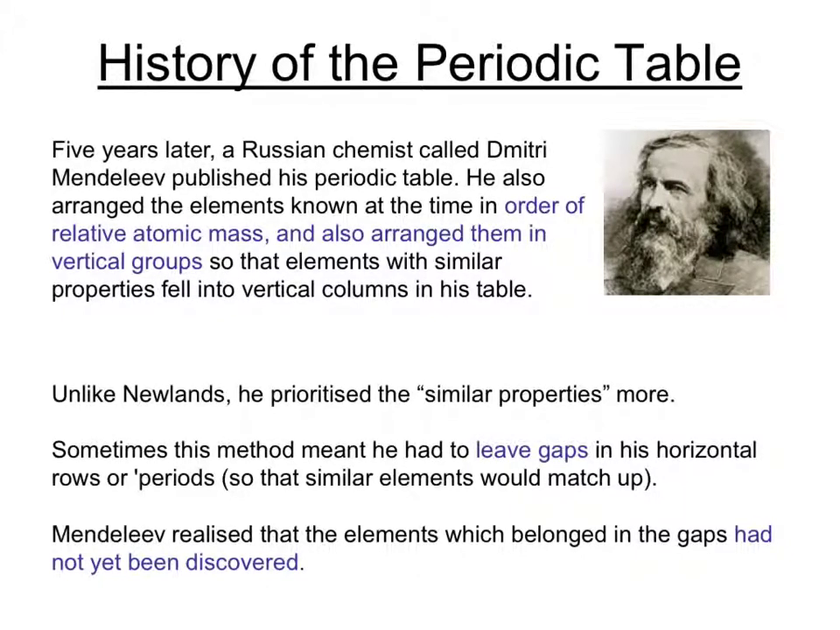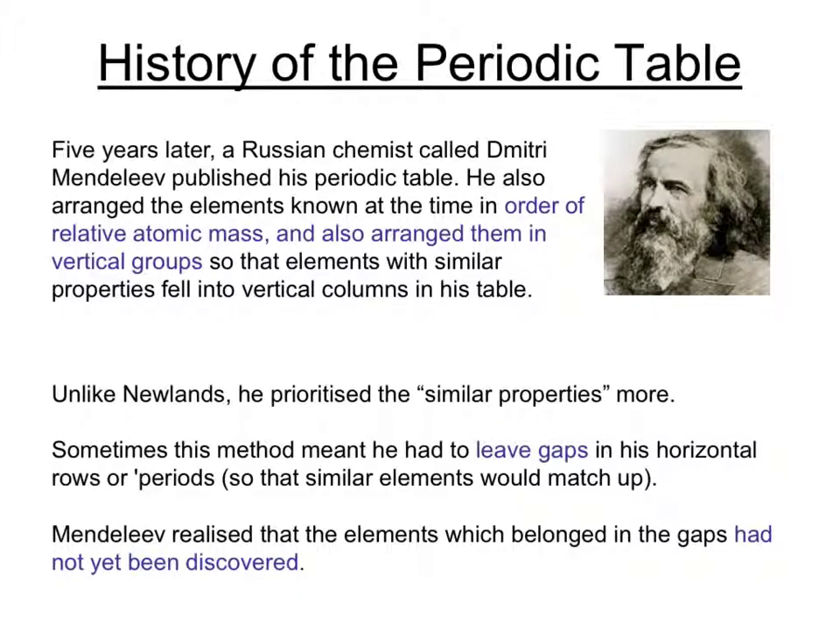It was 5 years later that the Russian chemist Dmitry Mendeleev published his periodic table. Like Newlands, he put his elements in order of relative atomic mass, but his stroke of genius was to go more rigidly to vertical groups that contained elements with similar properties. Now this meant that occasionally he had to leave a gap in the table, but he had realized that these gaps would be filled by elements which hadn't yet been discovered.